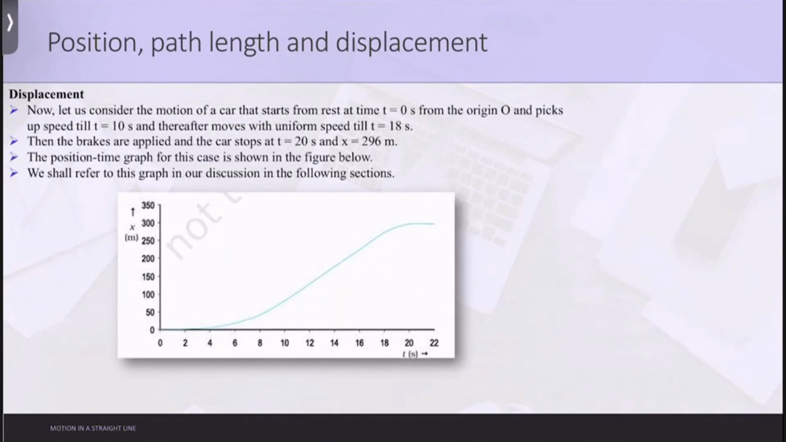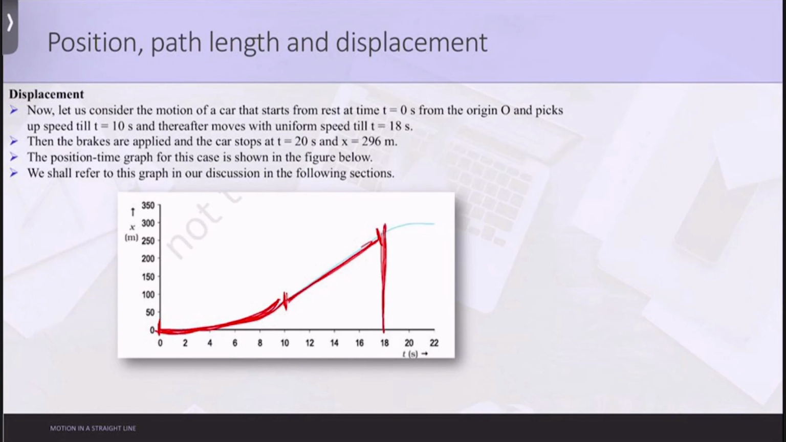Let us consider the motion of a car that starts from rest at time t equal to 0 seconds from the origin and picks up speed till t equal to 10 seconds. As you can see from this graph, it is trying to pick up some speed, and thereafter moves at uniform speed. How can we say that it is moving at uniform speed? As you can see, it is a constant slope, a straight line, so we can say it is constant till t equal to 18.